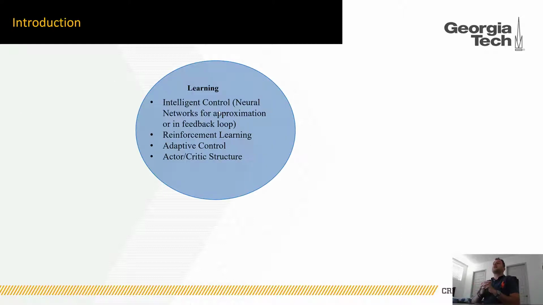Reinforcement learning nowadays has been in the center of many fields. One of them is, of course, control. So learning from the control side has been around for many years, including the people who worked on intelligent control, where they used neural networks for approximation or in the feedback loop. Of course, people have also used reinforcement learning back in the days. Also, people work on adaptive control, actor-critic structures, etc.